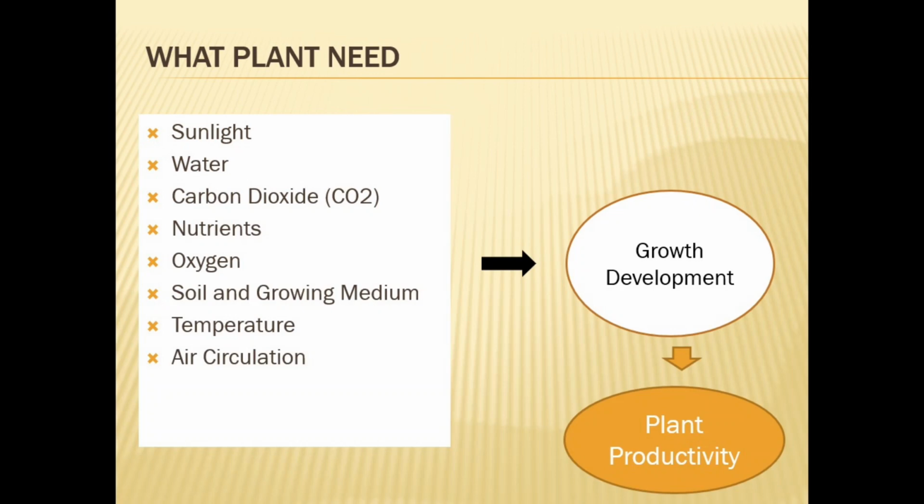Now we must pay attention to climate and weather information. Basically, plants need solar radiation, water, carbon dioxide, nutrients, soil temperature, and wind. These factors affect plant growth and development that contribute to the plant productivity.